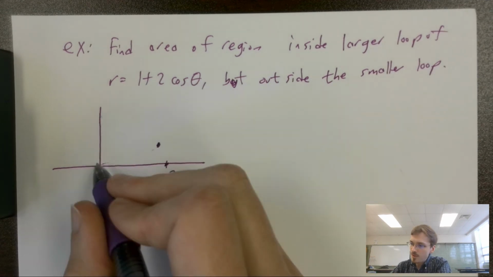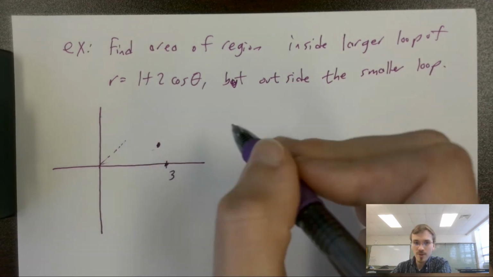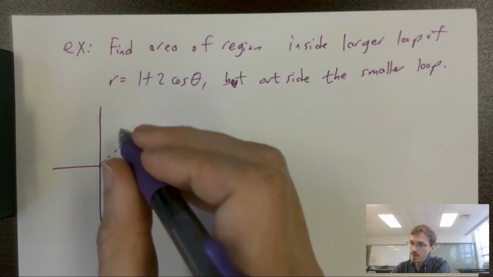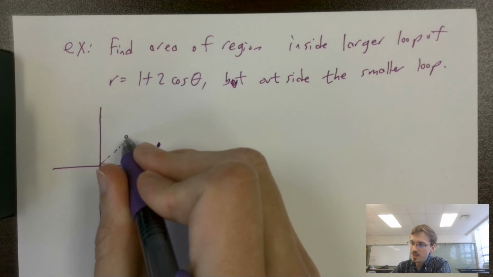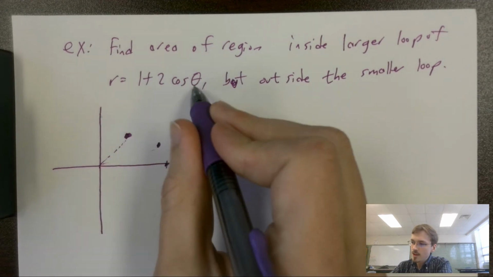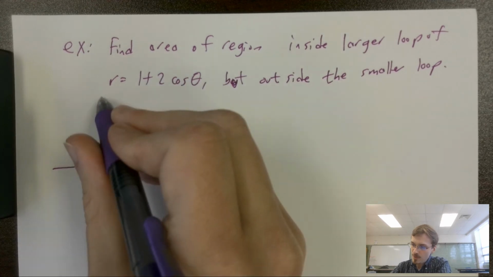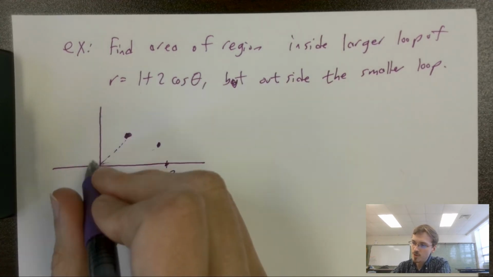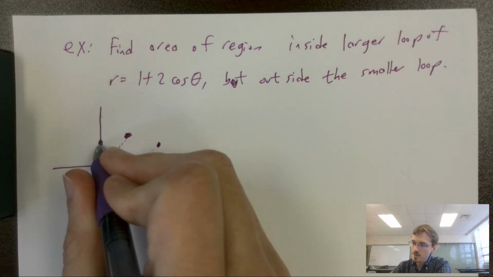At pi over 3, along the line pi over 3 here, cosine of pi over 3 is 1/2. 1 plus 1 is 2. So I'm closer to the origin now. At pi over 2, so straight up here, cosine of pi over 2 is 0. So we're up by 1.